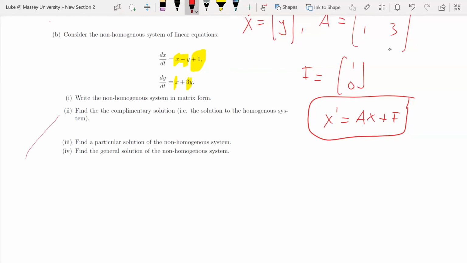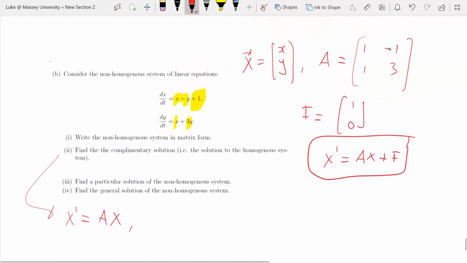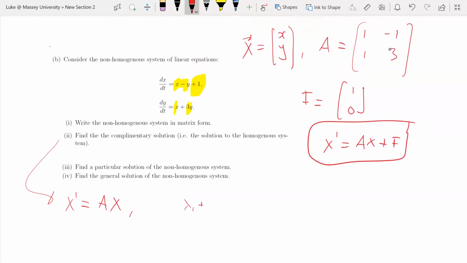So for part II, we're trying to find x prime equals A times x. And again, remember to do that, we have to find the eigenvalues of A. Okay, great. Well, you can do that by solving that determinant, but I also kind of like to say that lambda 1 plus lambda 2 equals the trace of A. The trace of A is 1 plus 3, which is 4. And lambda 1 times lambda 2 is equal to the determinant of A. What is that? 1 times 3 is 3, minus 1 times -1, so plus 1 is also 4.